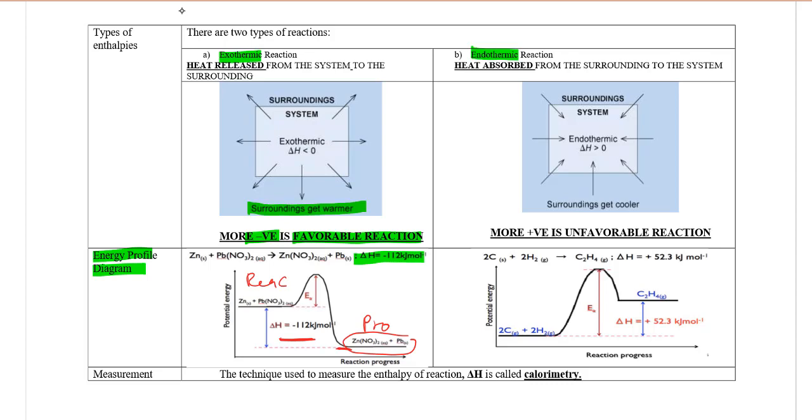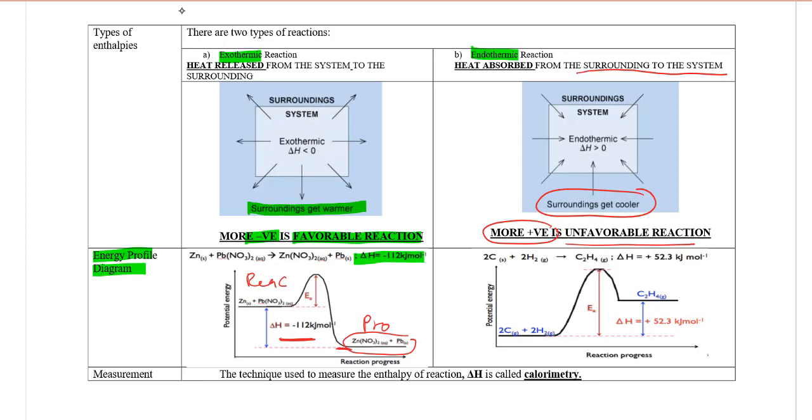Okay. So for endothermic reaction, heat will be absorbed from surrounding to the system. So surrounding will get cooler because system is absorbing the heat from surrounding. Okay, more positive means it's unfavorable reaction because more positive means that you need to supply more heat.